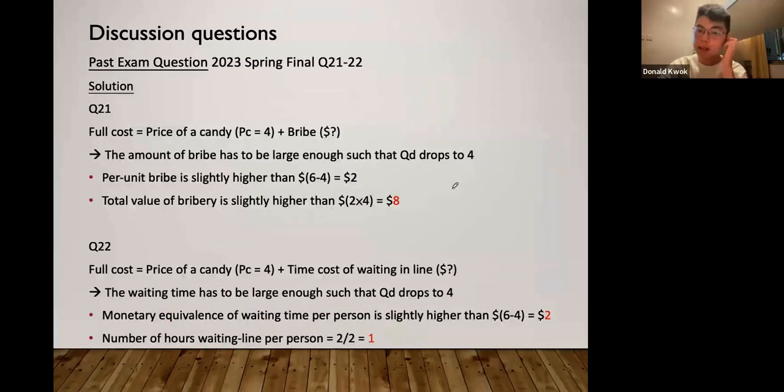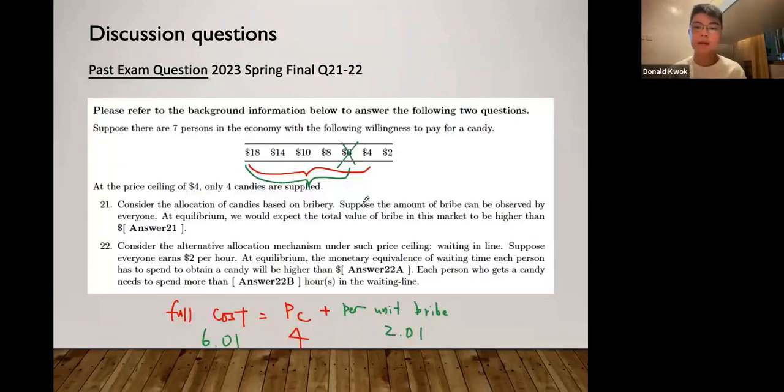Okay, as you can see, I have put down here. How about question 22? The allocation method becomes waiting in line. And again, everything is the same, just that the per unit bribe becomes the per unit time cost. So effectively, each person has to wait slightly greater than $2 worth of time to clear the market. So this is the first blank in question 22.